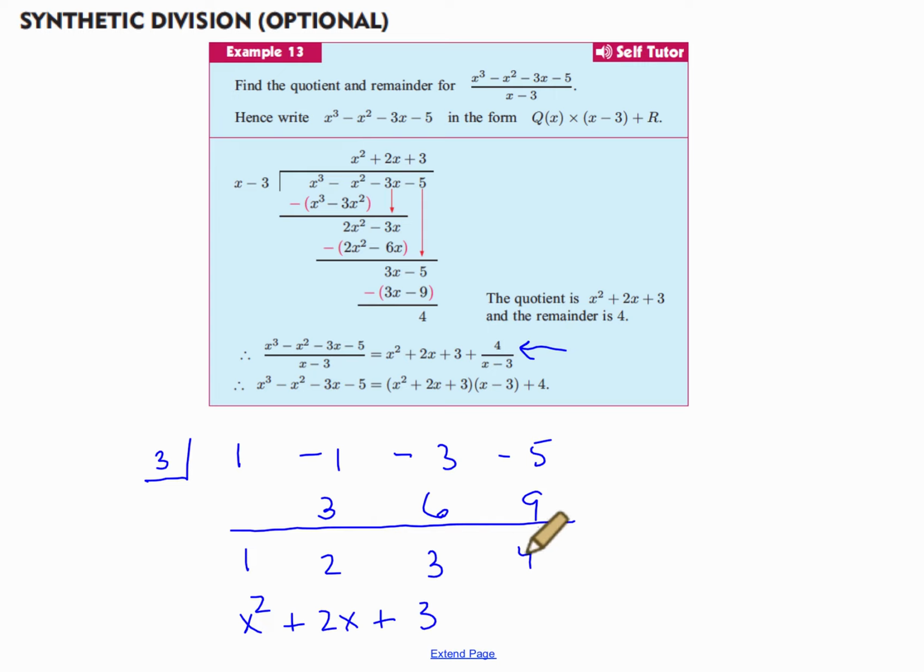Well, what about the 4? Well, the remainder is the 4. And if you have a remainder, you always put that over, just like in long division, you put it over the divisor, x minus 3. And that, boys and girls, is our result. Look, it checks out. x squared plus 2x plus 3 plus 4 over x minus 3. Very quickly. So much quicker than going through this mess.